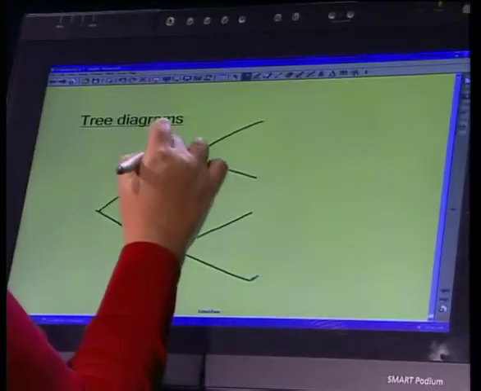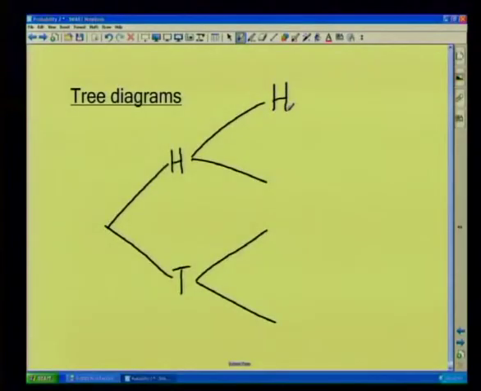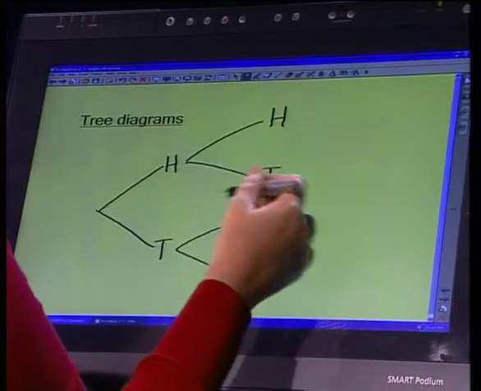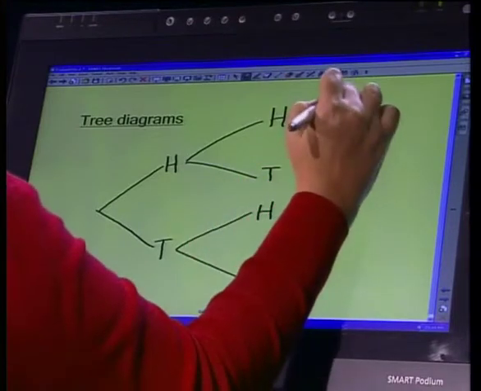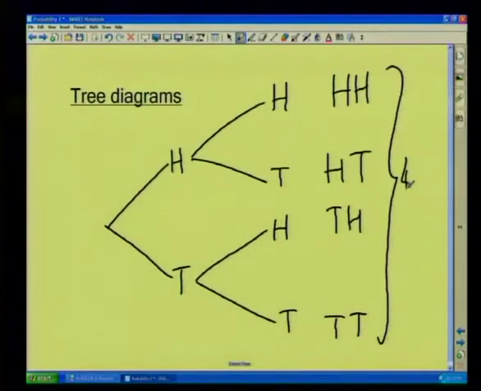So for example, if I tossed a coin, I could have a head and a tail. And if I tossed it again, my options would be a head and a tail again. And obviously, if I got a head first, I could get another head, or I could have got a head and a tail. And the second time I threw it, I could have first had a tail, and then the next time had a head. So these are all my different possible answers. I could have got a head and a head, a head and a tail, a tail and a head, or a tail and a tail. And you can see then that I've got 4 outcomes.